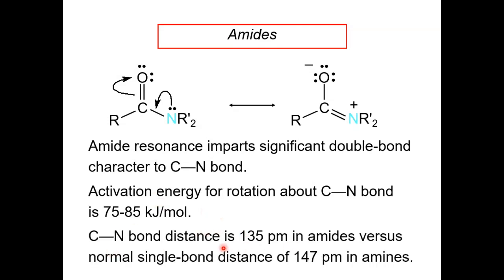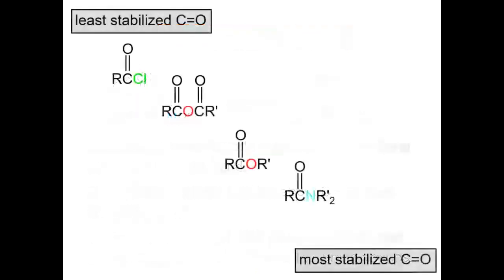So you can see the CN bond in the amide is 135 picometers, and the CN single bond is 147, significantly longer. It just shows that the amide CN bond has a very obvious double bond character. So this table systematically explains why those carboxylic acid derivatives have the stability shown here. I hope you don't memorize it, but instead use the resonance form analysis I went through.